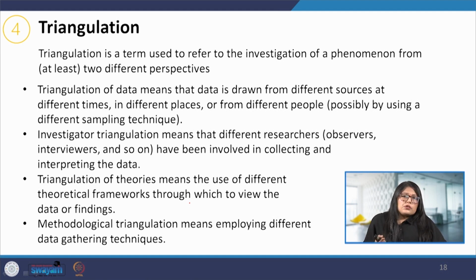So, triangulation is mainly used in qualitative research, but it can also be applied in quantitative research. So, if one decides on a mixed method approach, then methodological triangulation is more appropriate.